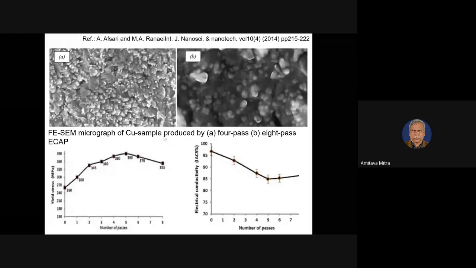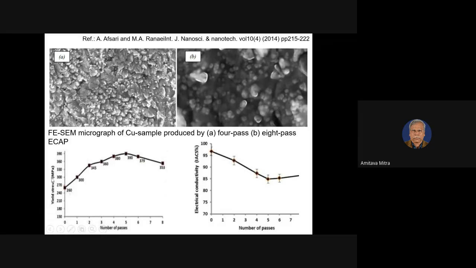So these are some results. This is a copper sample, and you see how, with the number of passes, the yield stress of the material changes. Initially it was 260 megapascal. Then with that process it goes to 300, 345, 360, 380. Maximum it goes to 390, and after that it started decreasing.